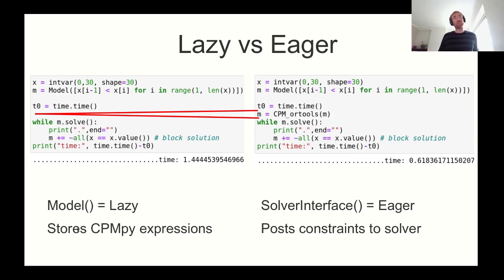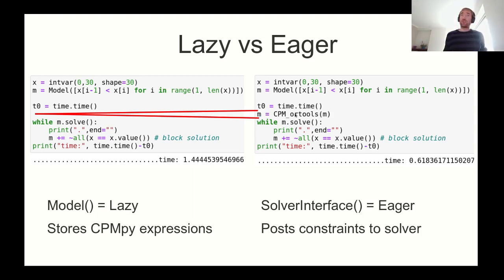That means that the model simply stores CPMpy expressions. It doesn't do any kind of operations on it. It just stores the expression, so you can overwrite it, you can change it, whatever. And only when you call solve will it translate it to the solver API and so forth. So there is a little bit of overhead with respect to CPMpy that it builds the entire model to the solver and calls it. And if you do this for this example, this time we've increased the shape to 30, it takes 1.4 seconds. Now, that's the lazy execution mechanism.